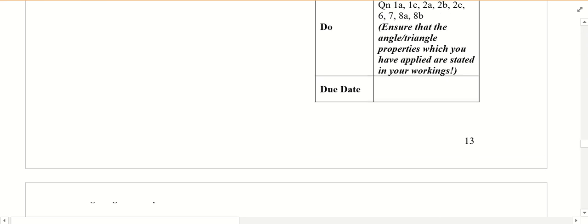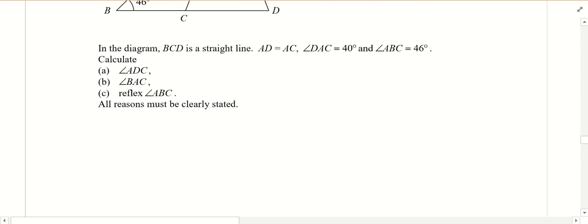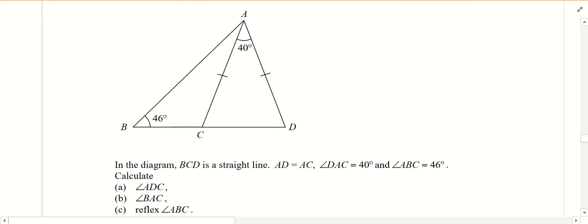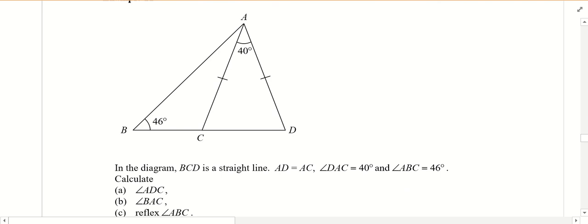All right, so we are at page 13 of your notes, example 11. Let's dive right into it. Here we see in this diagram there are two triangles: triangle ACD, let me draw it out in red pen, as well as the other one, triangle ABC, this blue one. So we have two triangles that make up one big triangle. Let's look at the question.